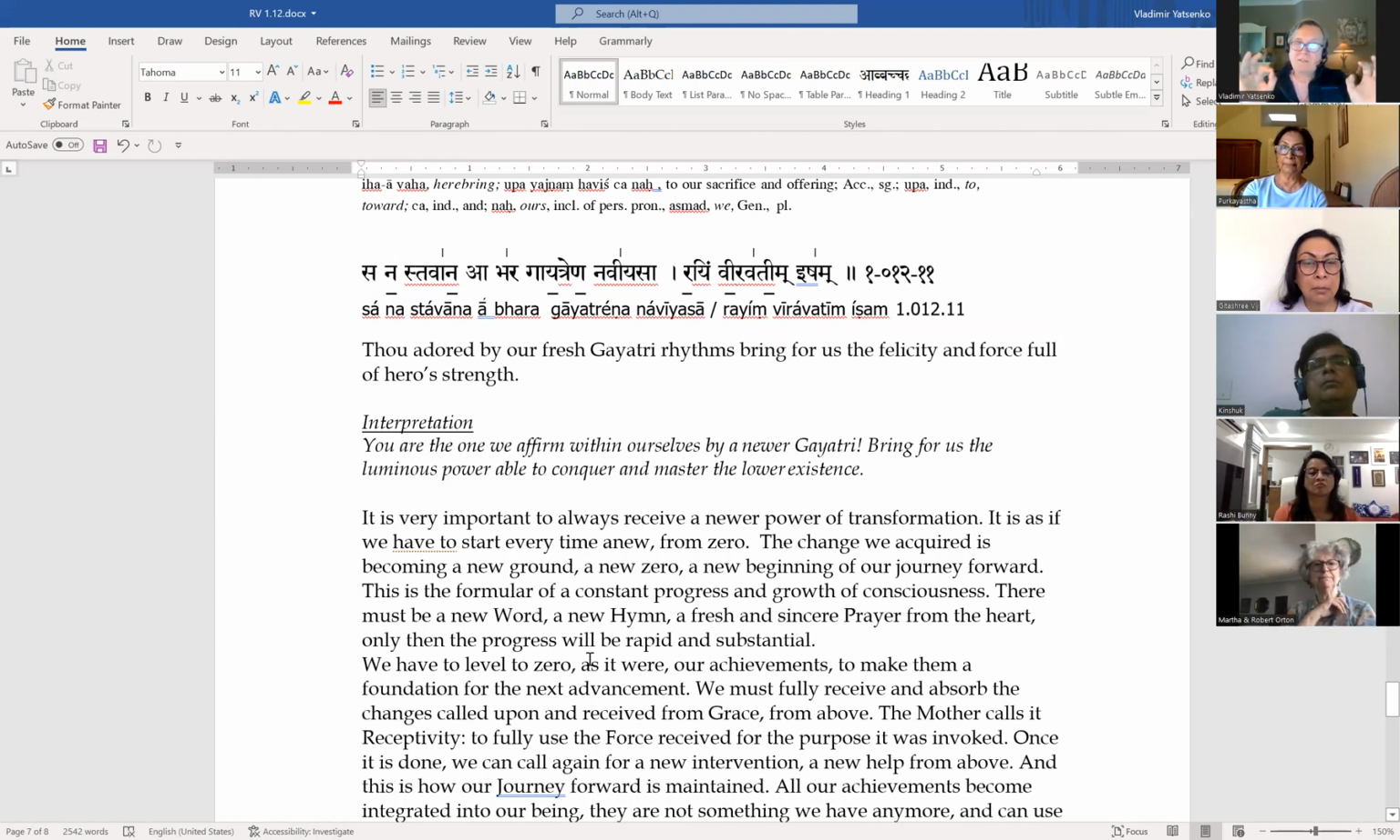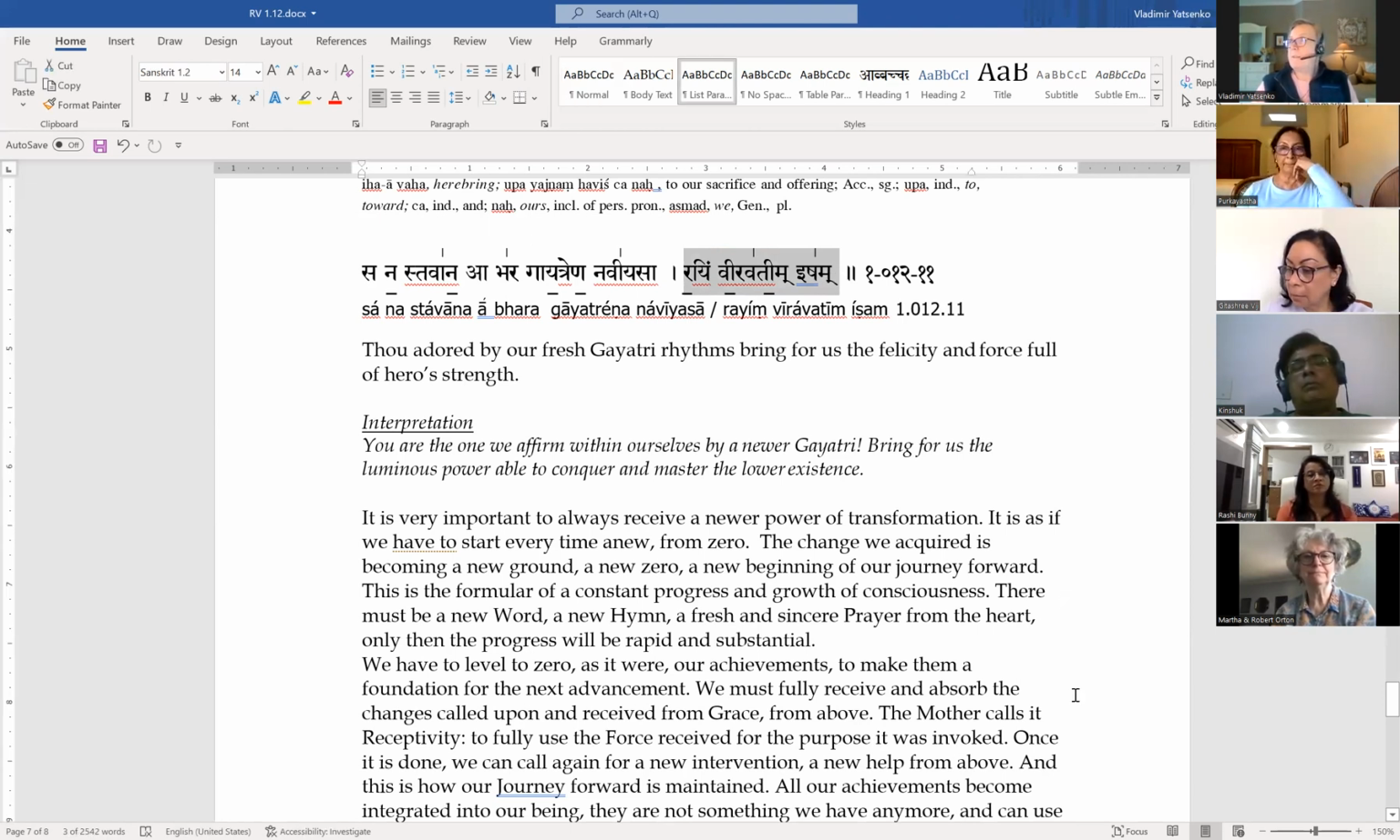That's why he put this puzzle here, Gayatrena Naviyasa, by a newer Gayatri, by a fresh invocation we bring. So we establish you, affirm you within ourselves by this newer call and newer aspiration, by the fresh beginning aspiration. So bring for us this new force full of hero powers, wealth full of heroic force and impulsion. This is quite interesting because this is a typical Vedic aim of the sacrifice. The wealth, that means the light of consciousness, which is charged with power.